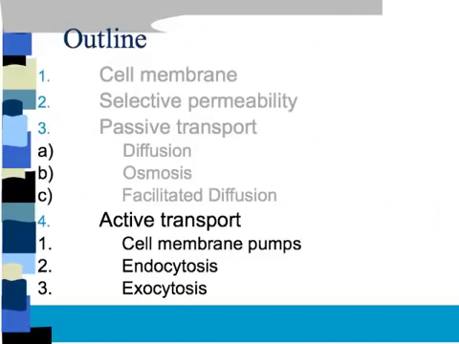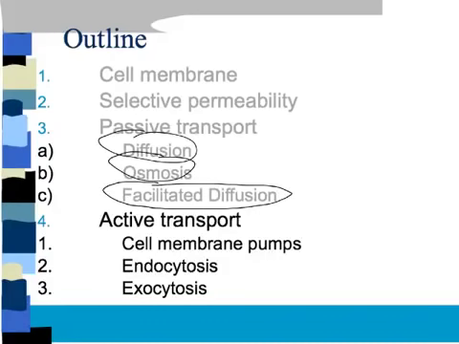So that's passive transport. Diffusion, osmosis, and facilitated diffusion all did not need energy. Diffusion was when things were nonpolar and small and went right across the membrane. Osmosis was the diffusion of water, and facilitated diffusion was when we had a larger polar molecule that had to diffuse through a channel or a carrier protein.